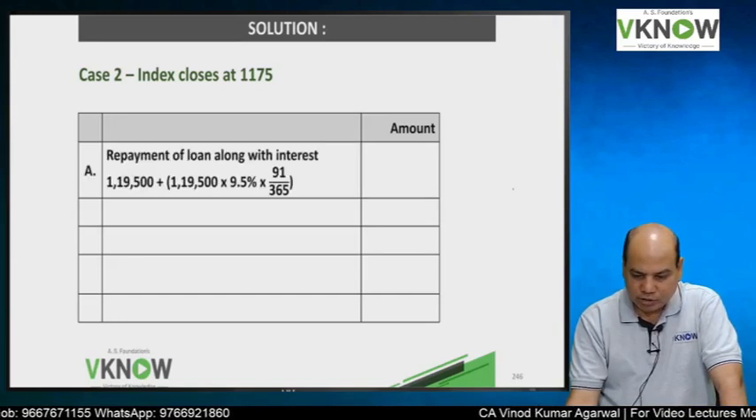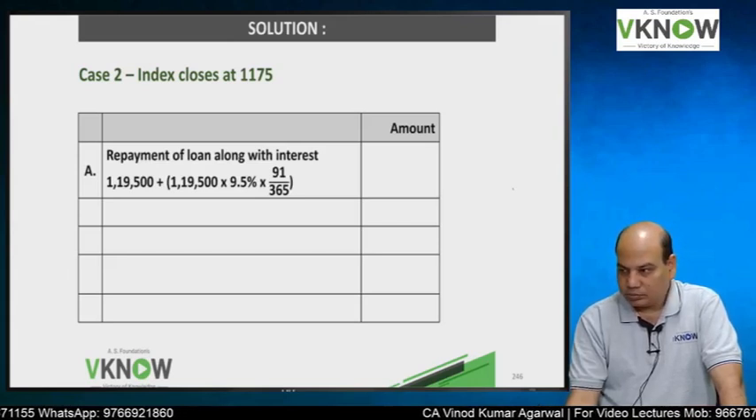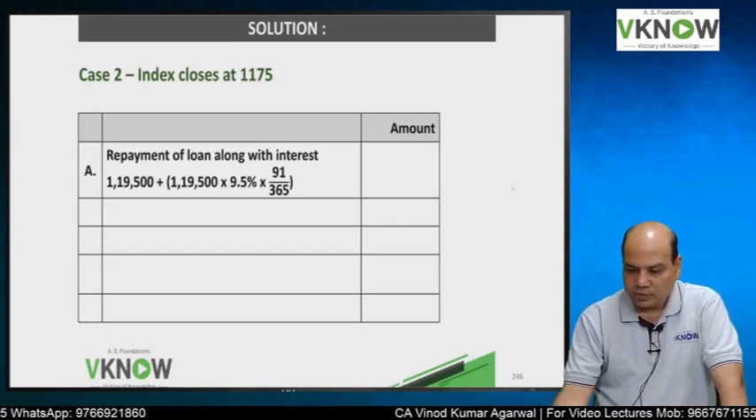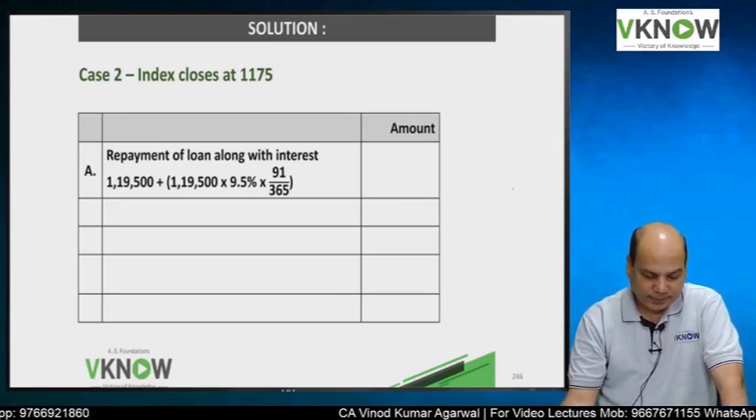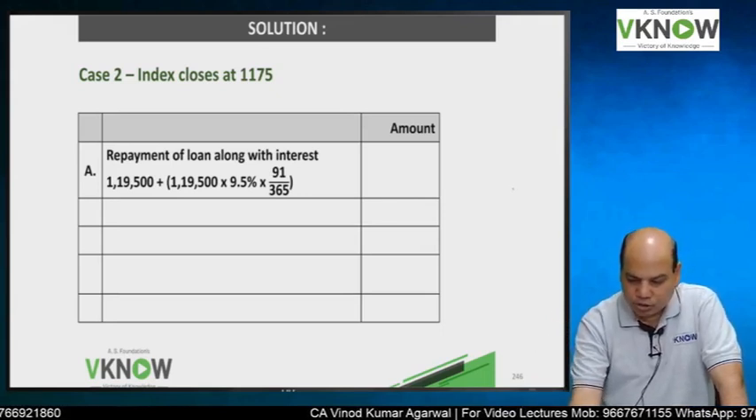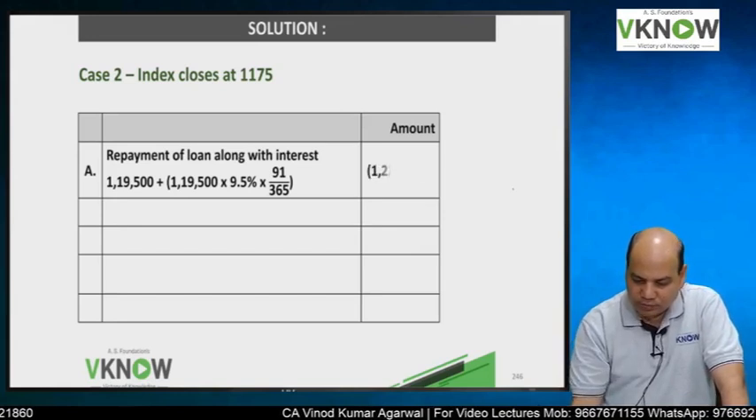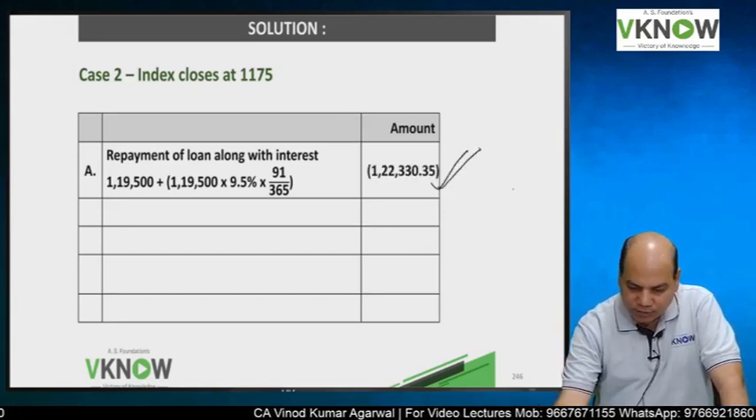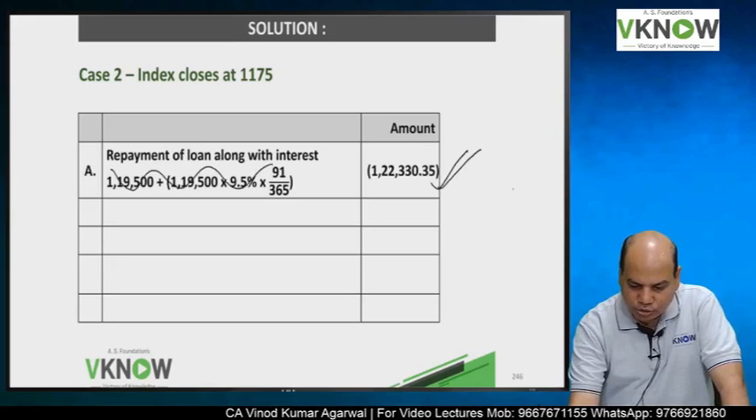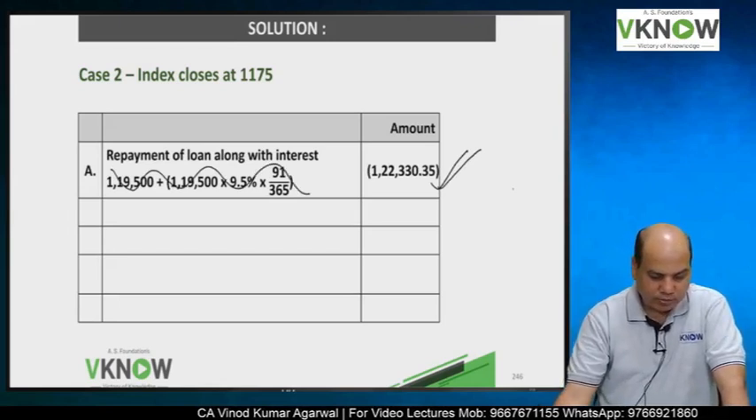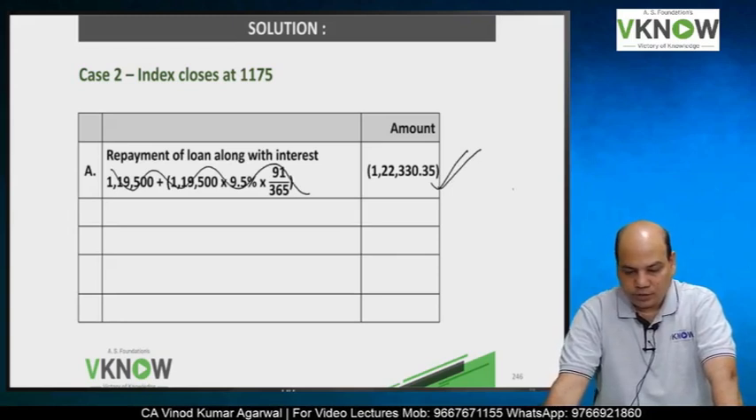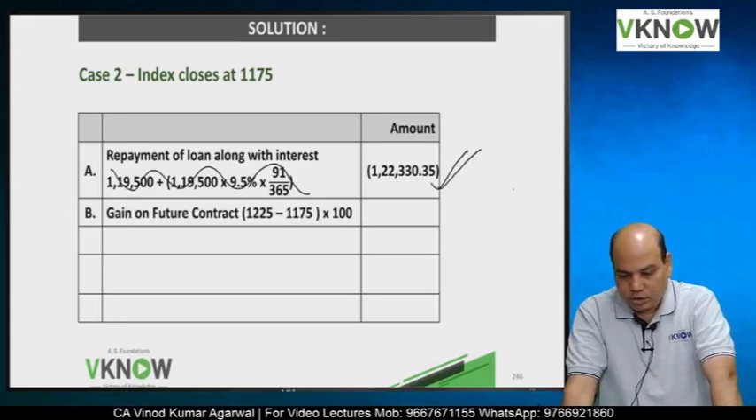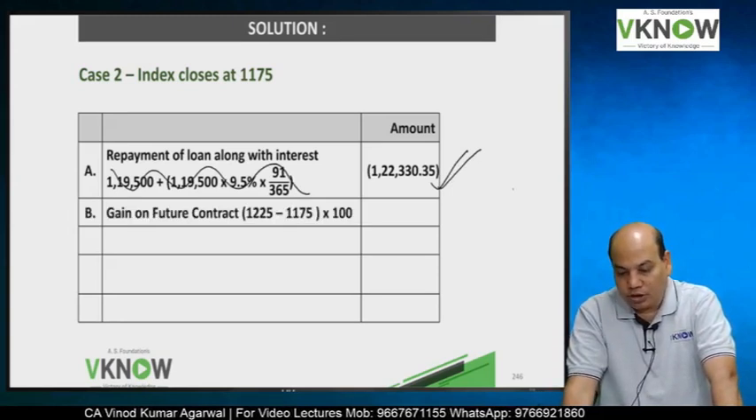Right hand side, rupees. First point A, repayment of loan. Only one line will change, the gain or loss on future. You don't need to show the calculation again. Just write down the same figure again. No need to show the calculation again in the same problem. Save time. 122,330.35.